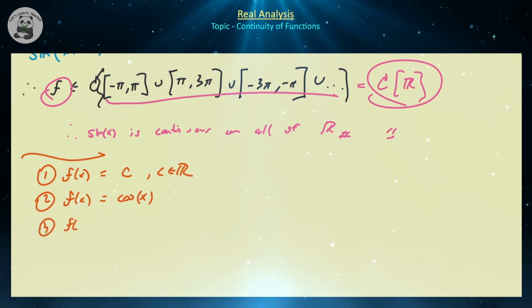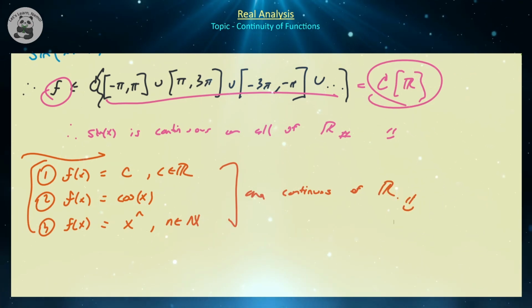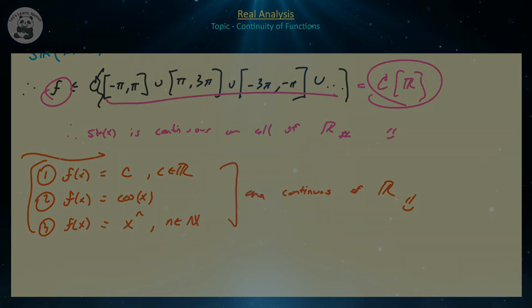And another very important function that you should know how to prove would be monomial terms x to the power of n, where n is a natural number, that all of these are continuous on all of R as well. Right? So I hope you enjoy those little proofs. So let's see what else we can actually do with continuity.